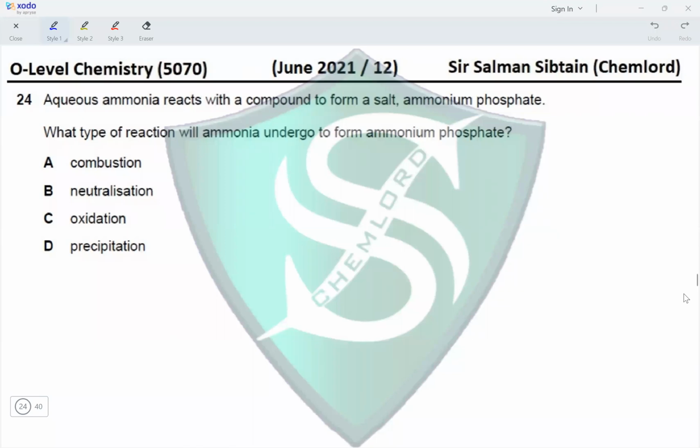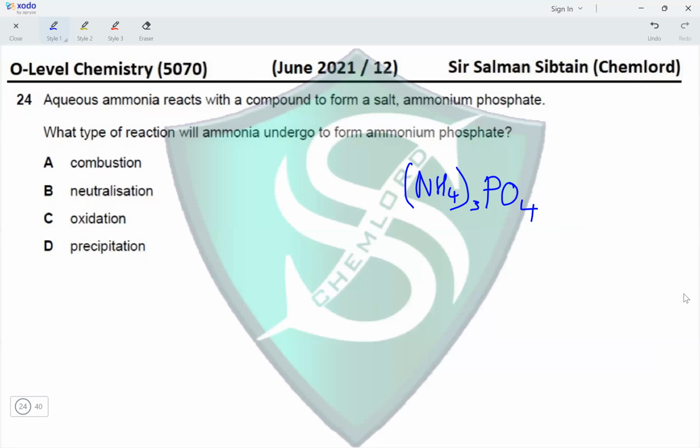Question 24. Aqueous ammonia reacts with a compound to form a salt, ammonium phosphate. Ammonium NH4 will be present in a quantity of 3 ions because phosphate has a charge of -3. In order to balance those -3, we need 3 ions of ammonium, which each contain a +1 charge. What type of reaction will ammonia undergo to form ammonium phosphate? Ammonia will react with phosphoric acid to form ammonium phosphate.